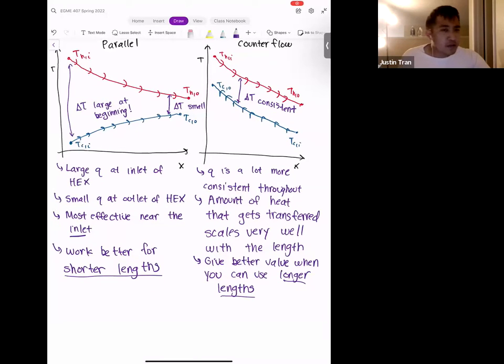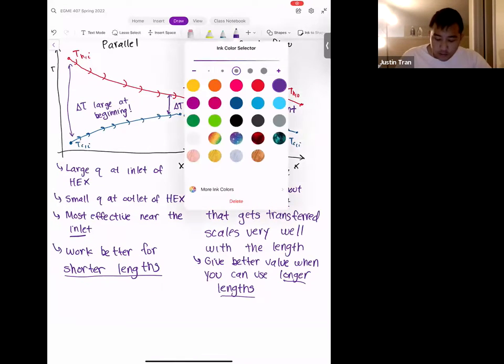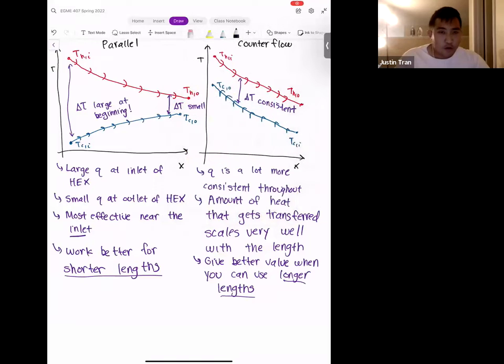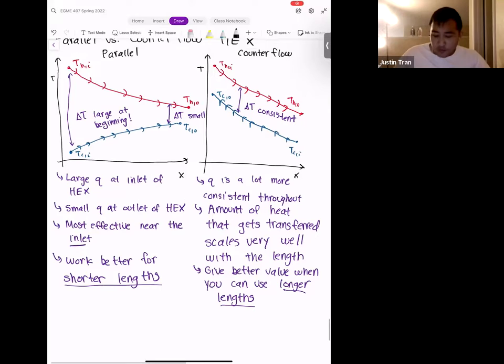And so the quick summary is that short lengths, parallel flow; long lengths, counterflow. Because remember, the goal is to transfer as much heat as possible for this device. All right. Any questions on this before we do an example? Okay. So let's go ahead and do an example, so you can see how all the numbers for these things add up.